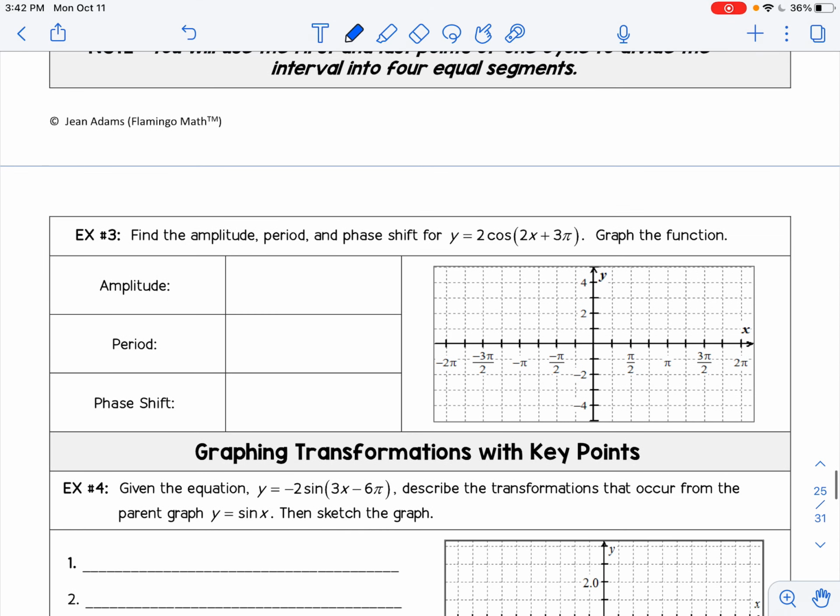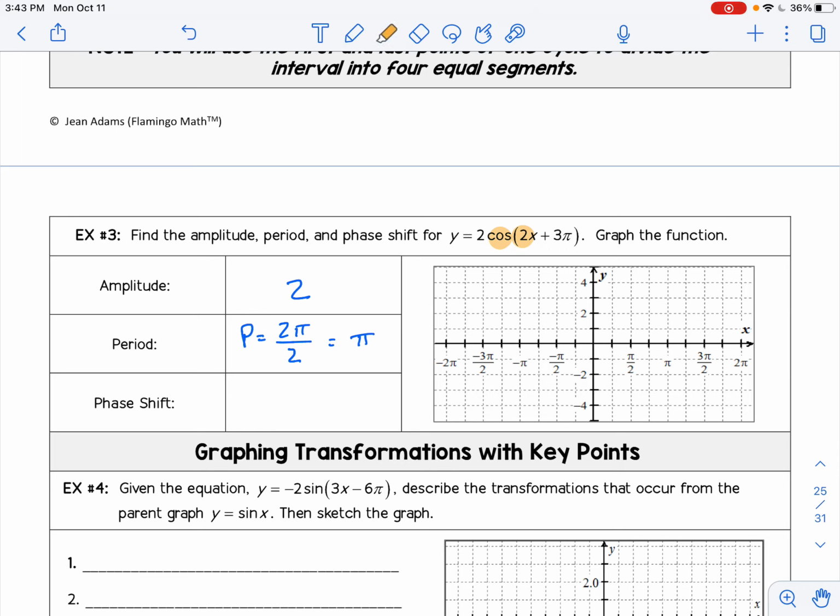If I look at this one, for example 3, the first thing is cosine is sinusoidal. It's the same thing. It doesn't matter. So what is the amplitude? The amplitude is 2. Now, what is the frequency? The frequency is 2, which makes the period what? I think we've done this a couple times, right? The period is equal to 2 pi divided by B, which makes the new period pi. So it's going to be shorter.